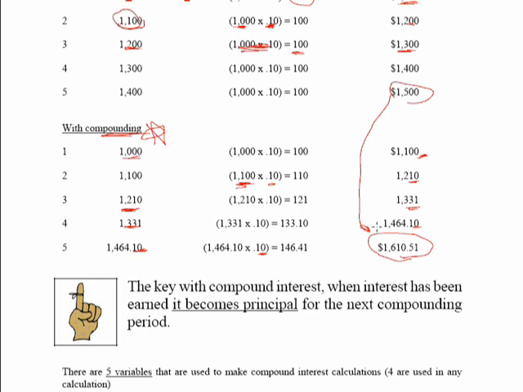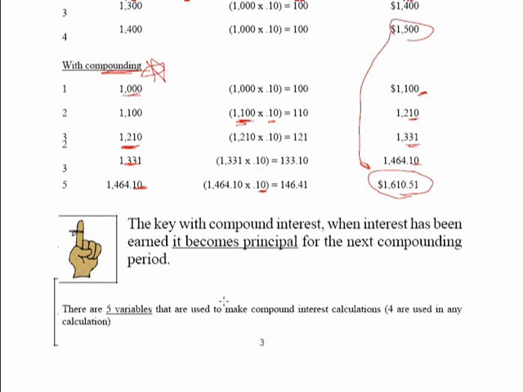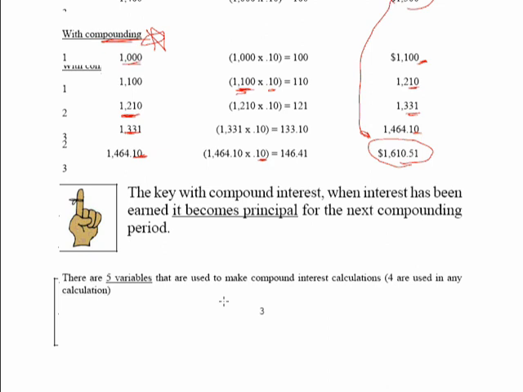It'll be huge. So again, that's why people tell you to start, it doesn't matter how much you start with, start as early as possible, because the sooner you start your investing, the sooner you can put compound interest to work for you. So the key with compound interest: when interest has been earned, it becomes principal for the next compounding period, and you make interest on your prior period's interest.